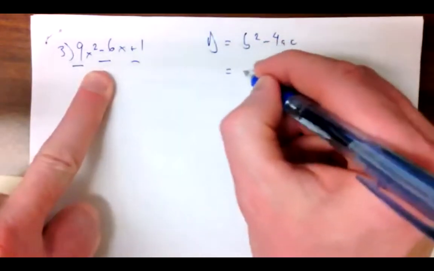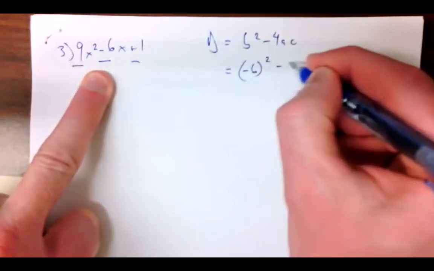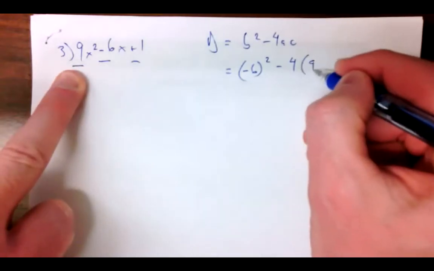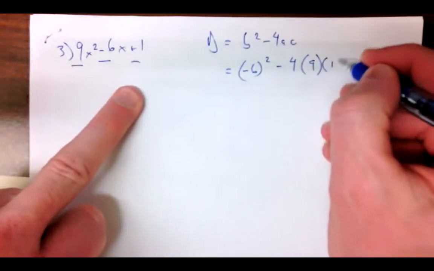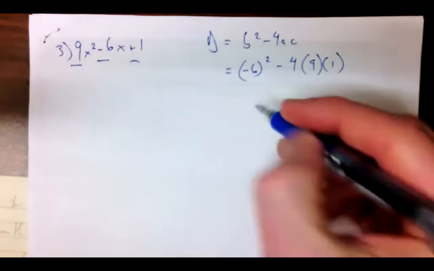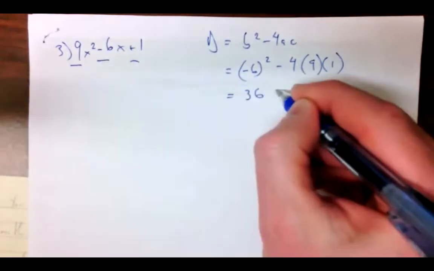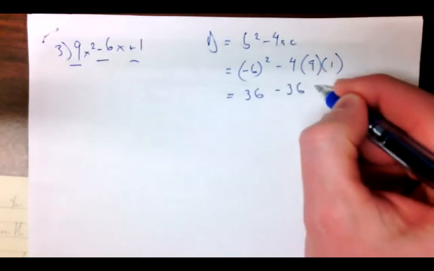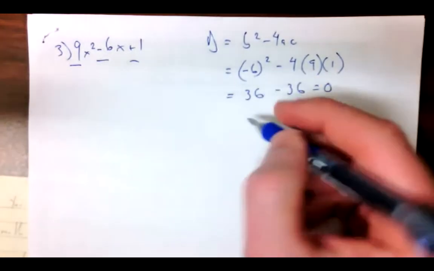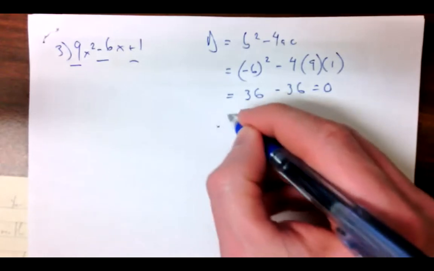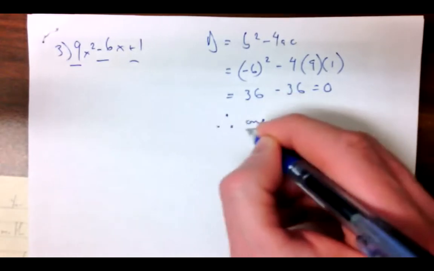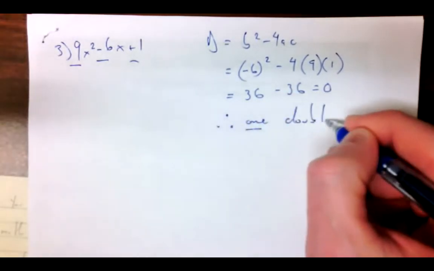The b is negative 6, minus 4 times a, which is 9, times c, which is 1. So this is 36 minus 4 times 9, which is 36, which equals 0. Therefore, we have 1 double root.